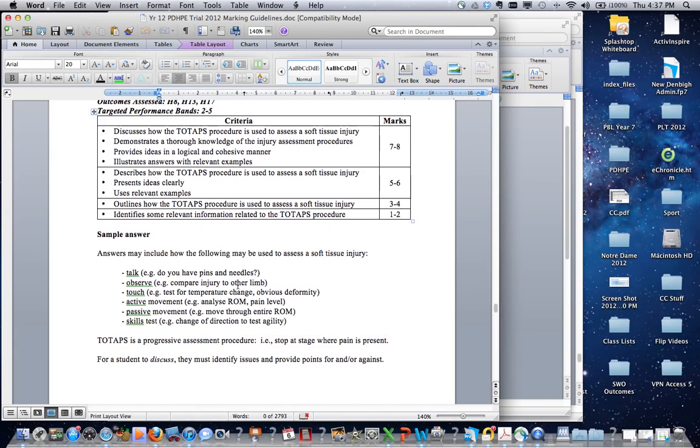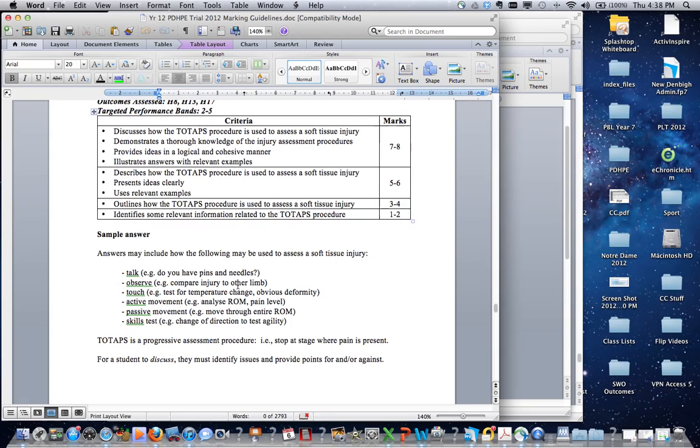In terms of your sample answers, the things that you needed to discuss, so you did need to carry out this discussion, was to talk and provide the example with questioning. So how things like, can you recall what happened? Where does the injury hurt? Do you have pins and needles? The observe section was to compare the injury to the other limb, or to look for any factors that may cause alarm in terms of discoloration or factors that would suggest that there is an injury there.